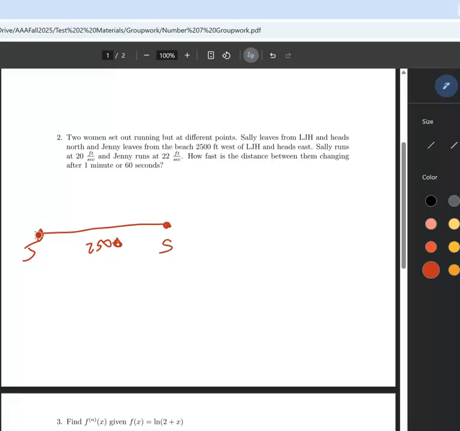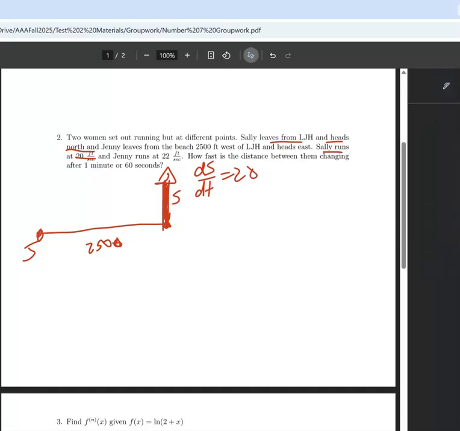Okay, so Sally is running north, right? Sally runs and heads north at 20 feet per second. So here we go. I'm going to move that to here, and ds over dt is 20. I always measure or put the length of the side as the letter.